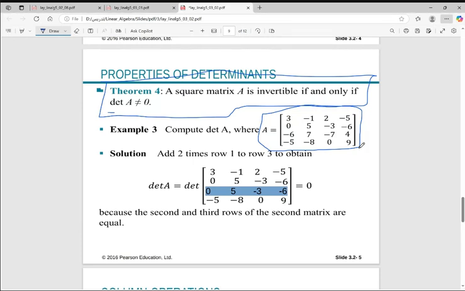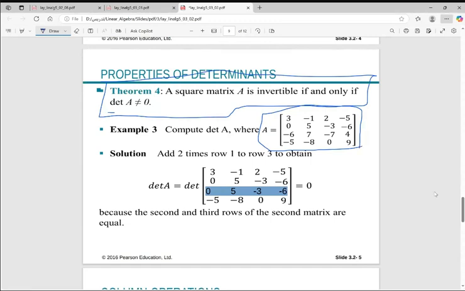We keep track of the effect of each operation on determinant. We know that row replacement doesn't change determinant. Row interchange multiplies determinant by -1. And row scaling by R multiplies determinant by R. Okay, we know already these things.